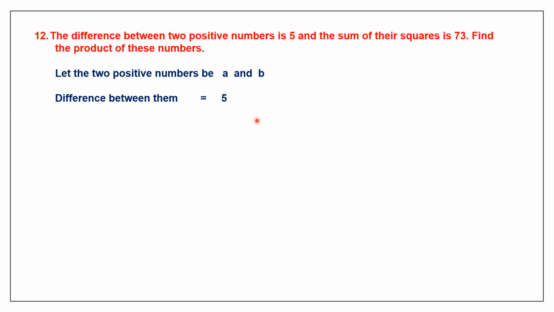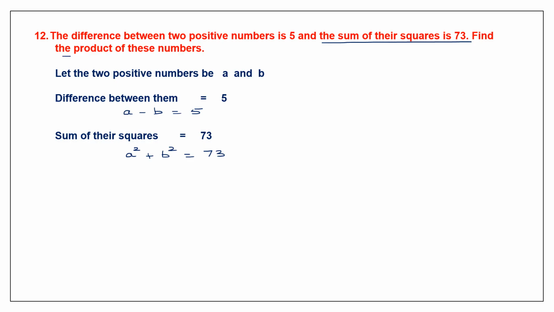Now here it says the difference between these two numbers is 5. That means A minus B is equal to 5. This is what is given to us in the question. And we are also told that the sum of their squares is 73. Sum of their squares is 73 means A square plus, sum means addition, B square is equal to 73. Now we are asked to find the product of these numbers. Product means A into B, which is AB. So we have to find AB.